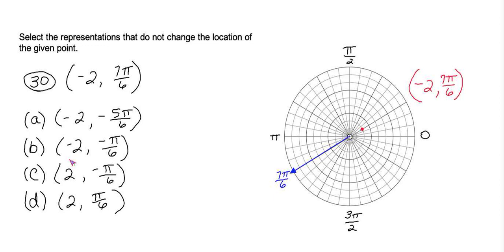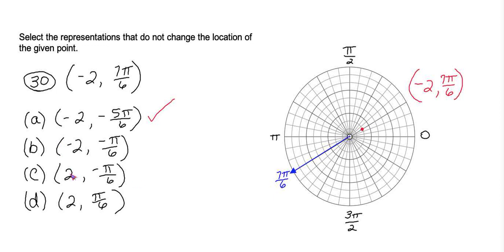So let's look at A. Could negative 2, negative 5 pi over 6 be the same point? Well, if I start at the positive x and go negative 5 pi over 6, that's exactly the same place as 7 pi over 6. So when I go negative 2 on that, I do get to exactly the same point. So A is the same.